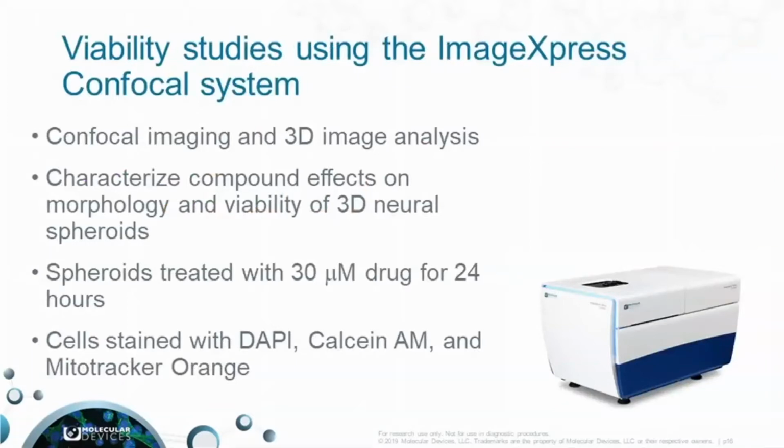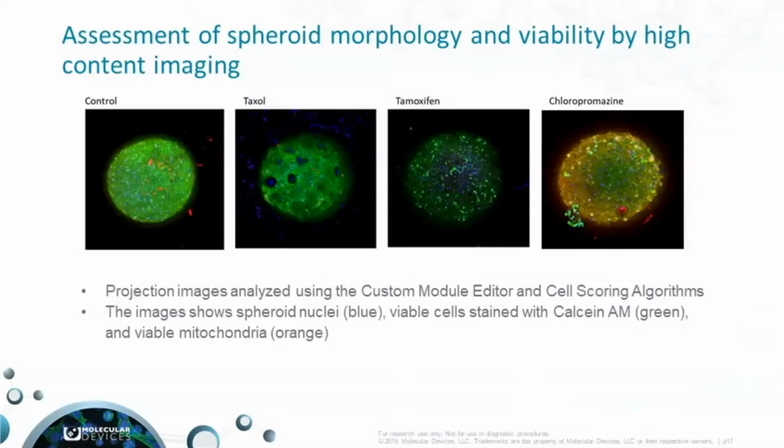Calcein AM is a viability stain, and that's green. And then MitoTracker Orange is a viability stain for mitochondrial cell health, or the health of the mitochondria in the cell, I might say. So you can see you've got a very different pattern of spheroid morphology and viability. You can see each one is very different from the control, versus Taxol, tamoxifen, and then chlorpromazine.